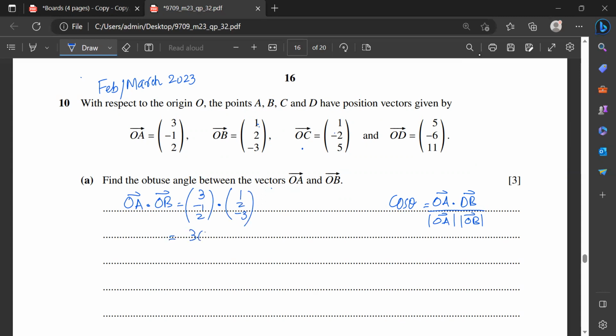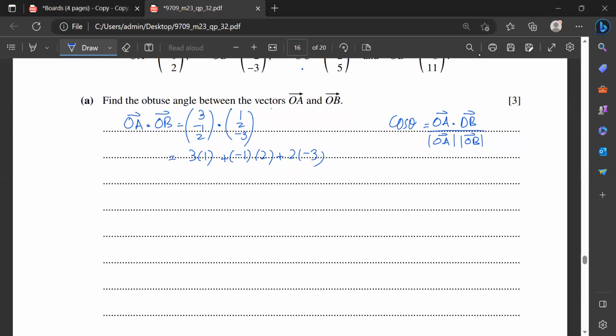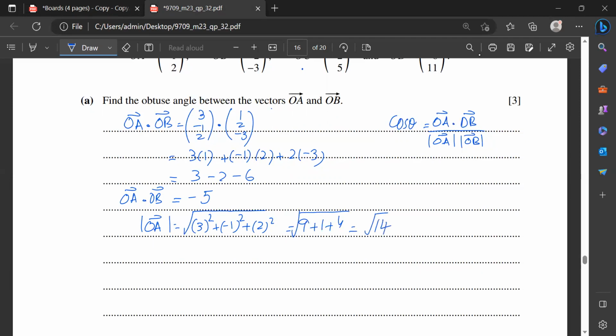Multiply the corresponding entries. 3 is multiplied by 1, minus 1 is multiplied by 2, 2 is multiplied by minus 3, and we have 3 minus 2 minus 6, which simplifies to minus 5. This is OA dot OB. You can find the magnitude of these vectors. So OA is the square root of 3 square plus minus 1 square plus 2 square, equals 9 plus 1 plus 4, which is 14.